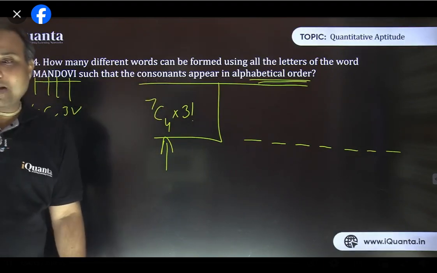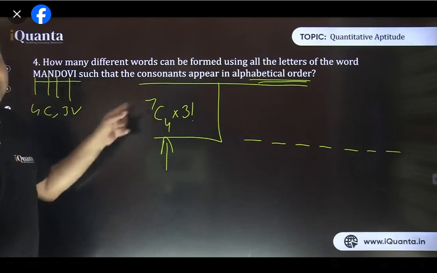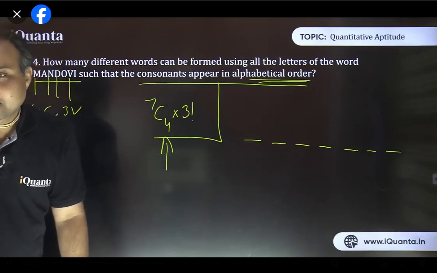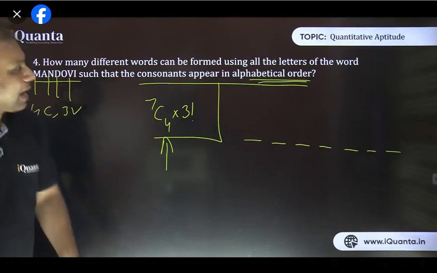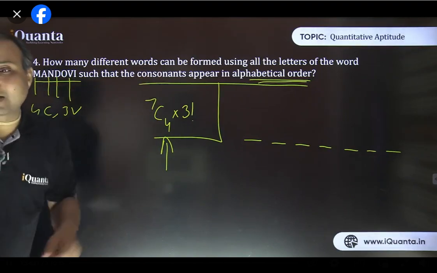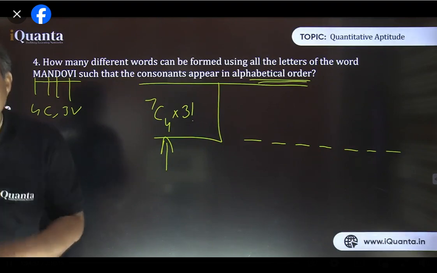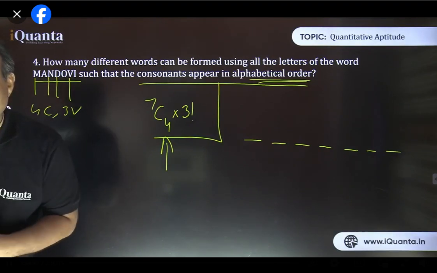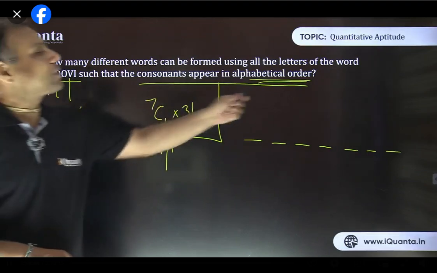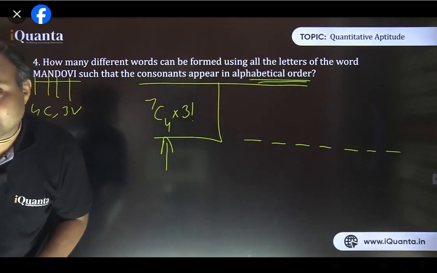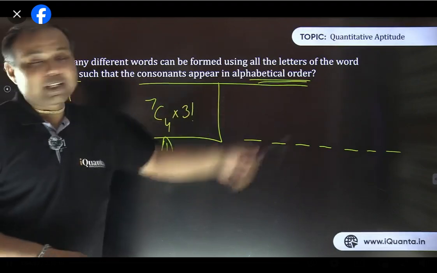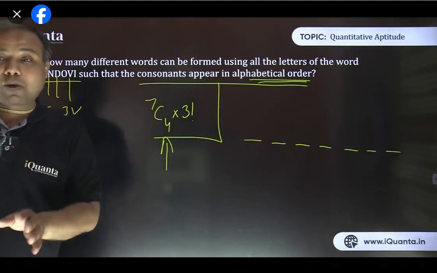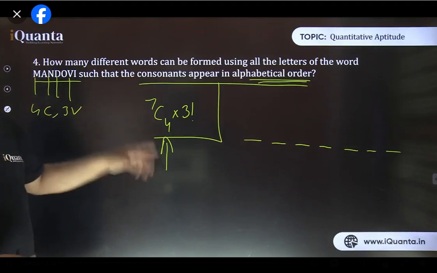Fine. Now, these 4 places we have selected for the consonants. Can you tell me in how many ways the 4 consonants can be arranged on these 4 places? I repeat, in how many ways can we arrange those 4 consonants in these selected 4 places? Only one way. Why so? Because the order is already fixed. They must be in alphabetical order. The condition is already there. That means the number of ways to arrange the consonants is fixed. It is 7C4. That's it.